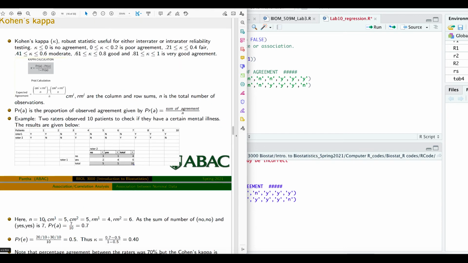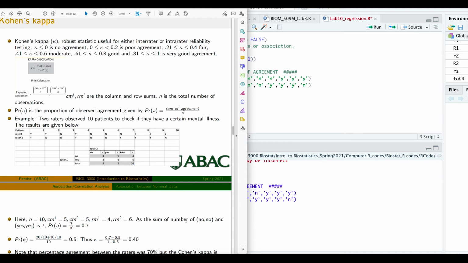Now, what is N? N is 10 because the total number of patients is 10. CM1 is 5, CM2 is 5. You see that? With the column of the first rater, the sum of the first column, sum of the second column. I'm sorry about mentioning two, that the CM1 is the sum of the first column, RM1 is the sum of the first row, CM2 is the sum of the second column, and RM2 is the sum of the second row. Okay, that's what we do here. RM1 equals 4, RM2 equals 6.